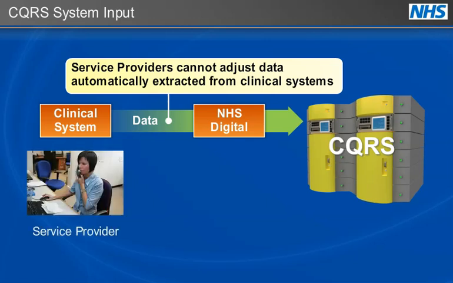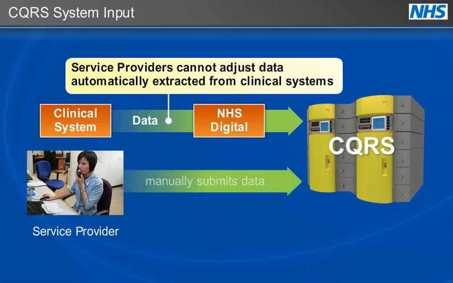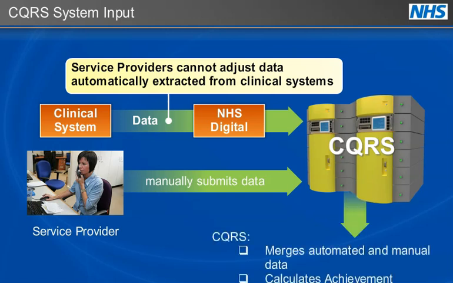However, service providers can access the Data Submission tab within CQRS to manually enter data that is not supported by the automated extract. CQRS uses both the automated and manual data to calculate achievement for the service provider. CQRS records if the service provider's data is automatically extracted or manually entered by the service provider. Service providers are only allowed to manually enter data in limited circumstances.